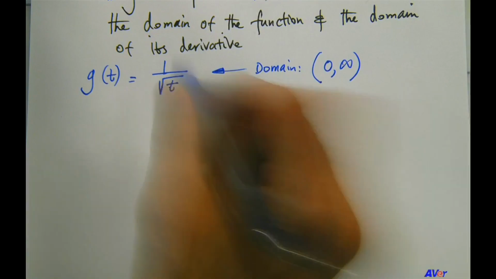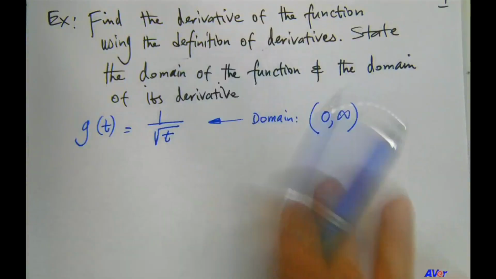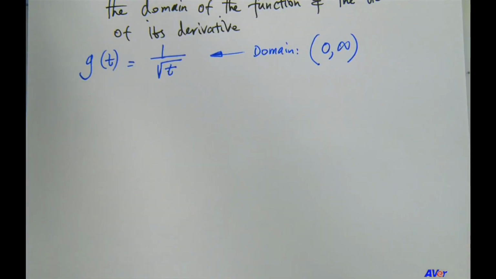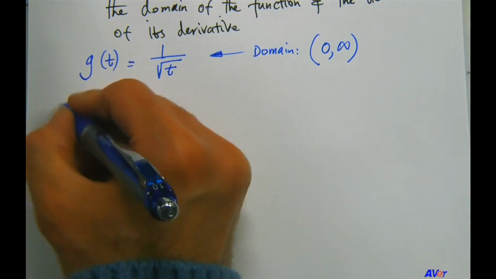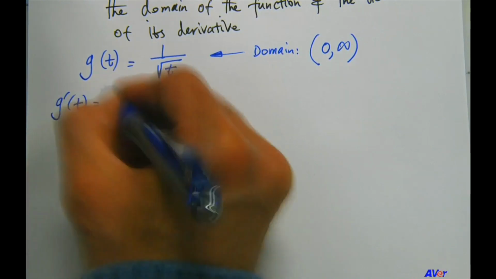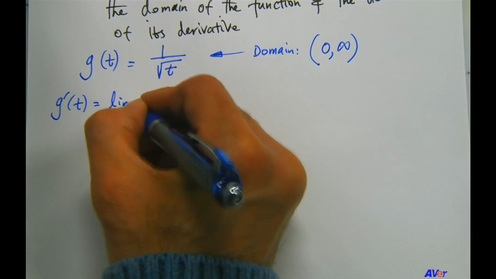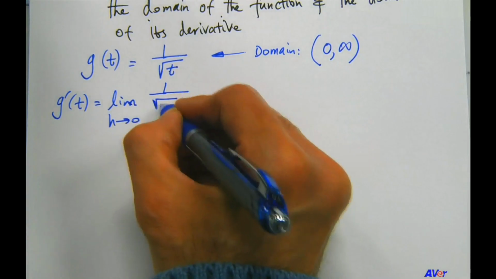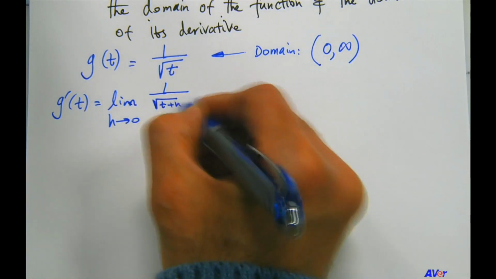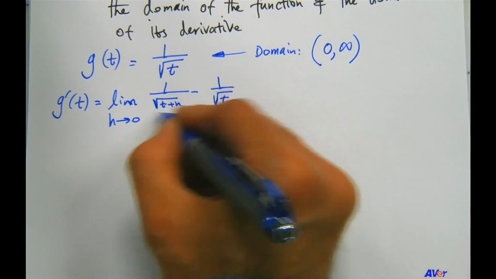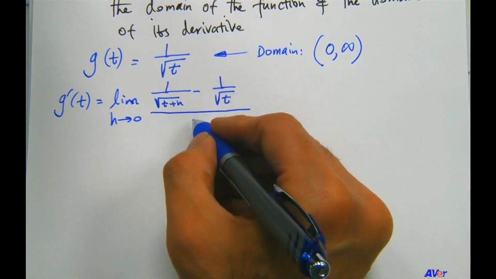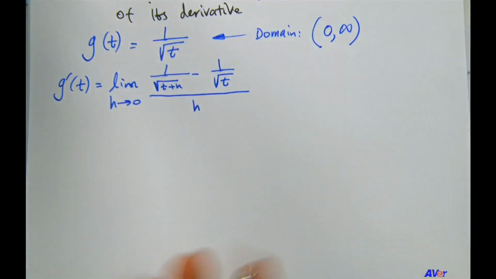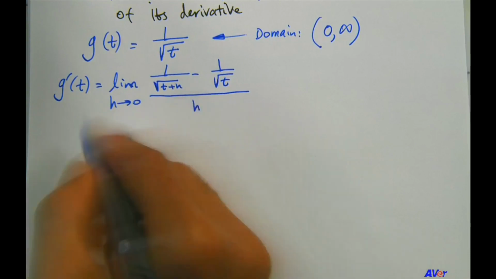Okay. So using the definition of derivatives, which we've applied many times before, let's apply that here. We have g prime of t equals the limit as h goes to 0 of 1 over square root of t plus h minus 1 over square root of t, divided by h, of course. Okay. All right, so we need to take the common denominator up here in the numerator.